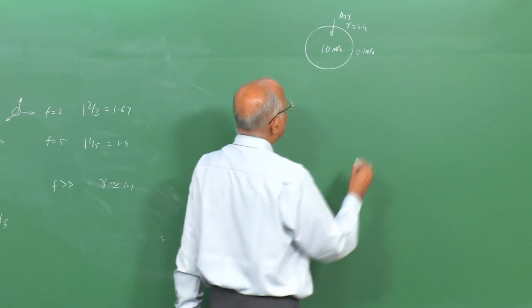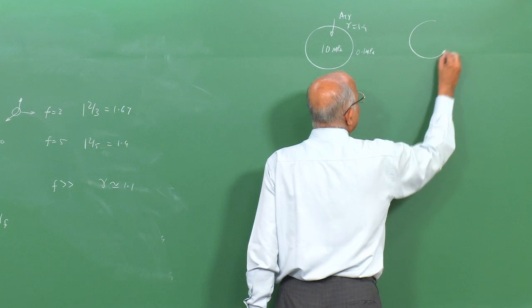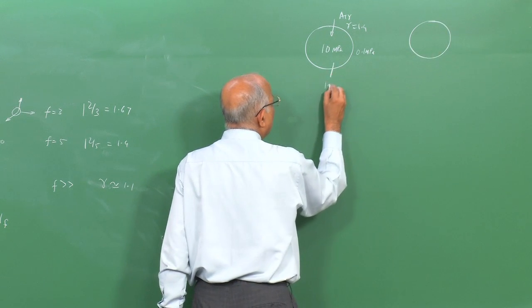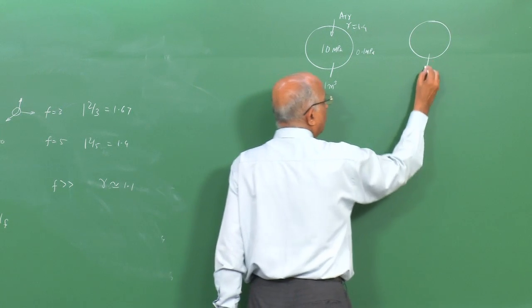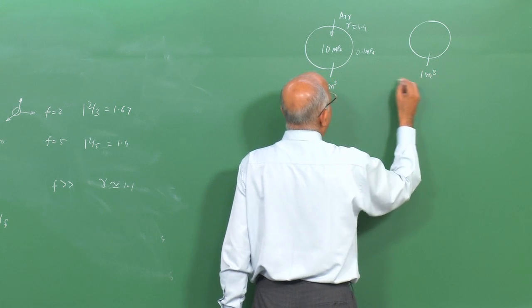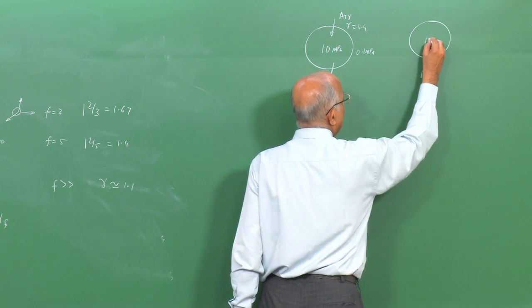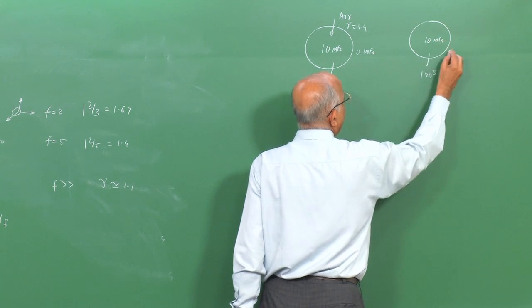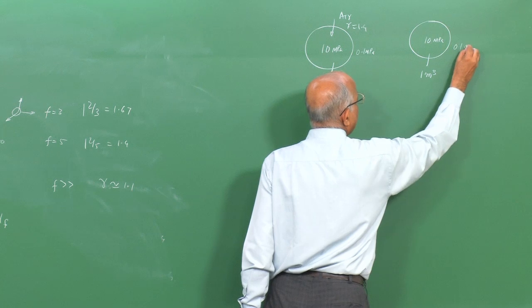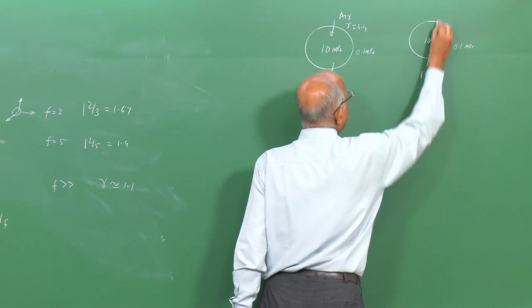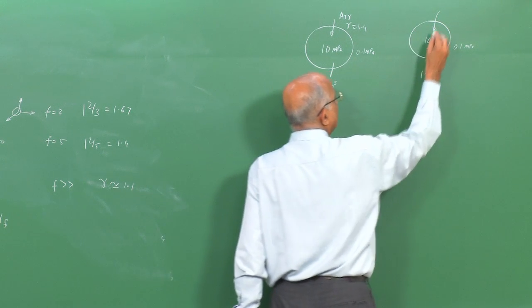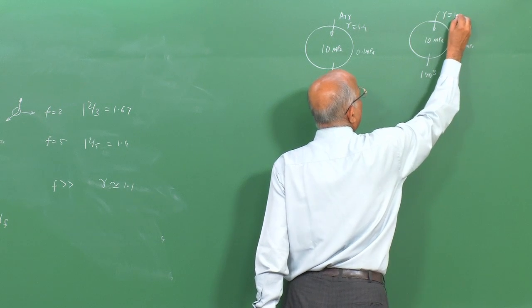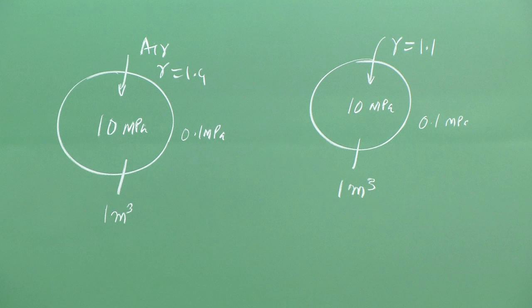I also consider another example wherein, for the same volume, let's say the volume is 1 meter cube, so that I don't need to carry the volume. I have the same 1 meter cubed vessel having the same pressure, 10 MPa. Ambient pressure is 0.1 MPa as earlier, but it contains, let us say, a refrigerant gas. And this refrigerant gas has a gamma equal to 1.1. Now, I want to find out what is the energy released in the two cases.